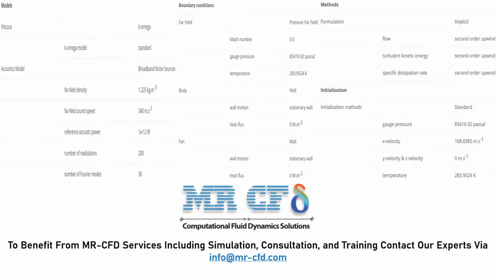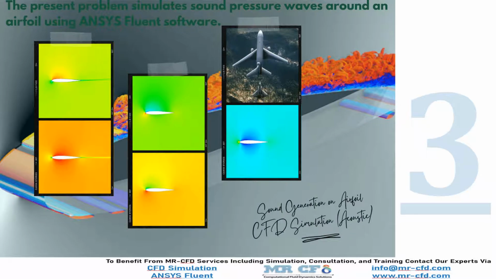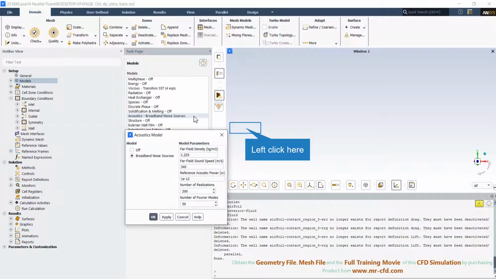A summary of the defining steps of the problem and its solution is given in the following tables as a review. The present problem simulates sound pressure waves around an airfoil using ANSYS Fluent software. We use the broadband noise sources as the acoustic model in this project.